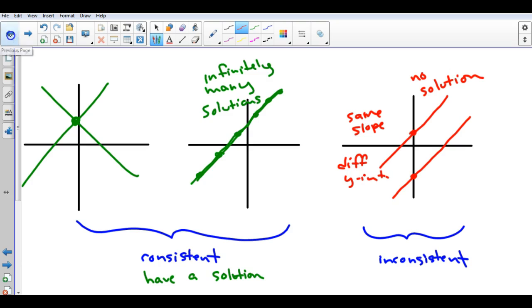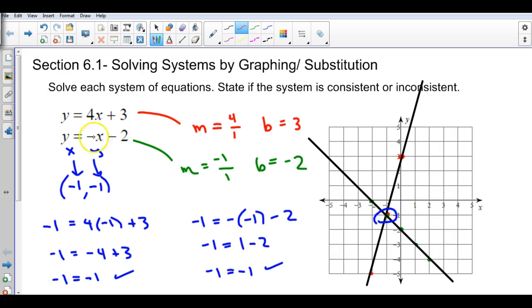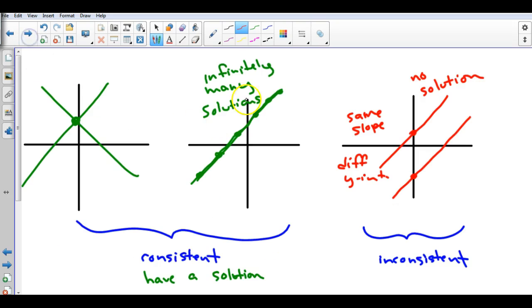So if I were to backtrack to that first example, then since we have a solution, this is what would be called consistent. So if you have a solution, it's consistent. If you have infinitely many solutions, it still is consistent because you still have a solution. So the only case when you have an inconsistent system is if you have two parallel lines.